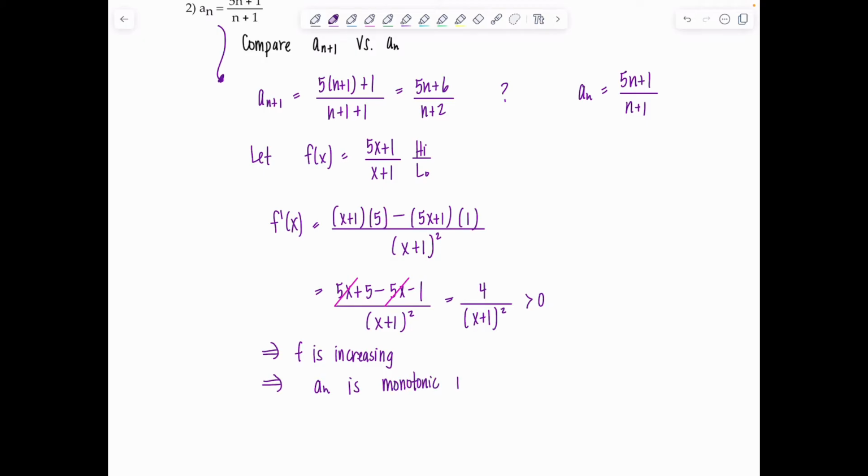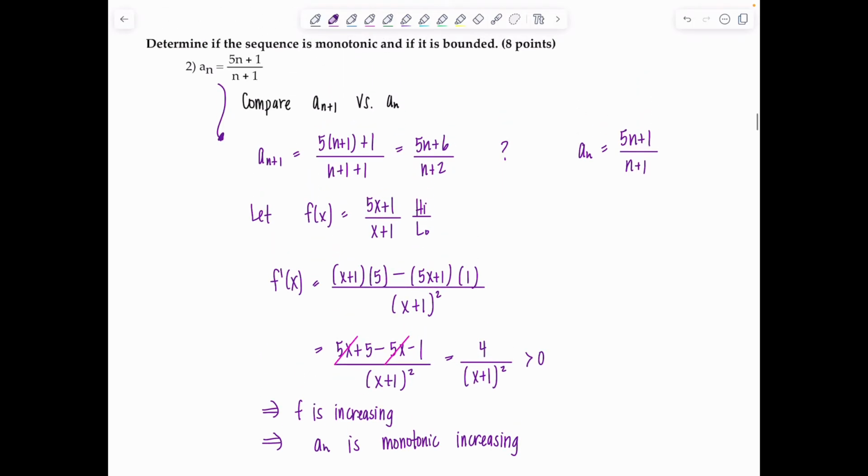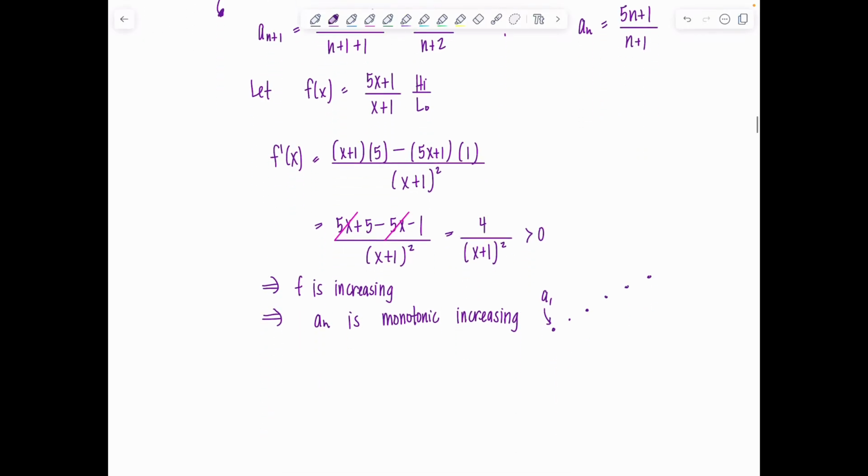Wow. Now, that's settled. The other thing the problem asked is if the sequence is bounded. Bounded meaning I can find a lower bound on all of the terms of the sequence and an upper bound on all of the terms of the sequence. So let's think. The sequence is increasing, monotonic. So that means a_1, the first term, is going to be my lower bound. Okay, so lower bound, let's find a_1.